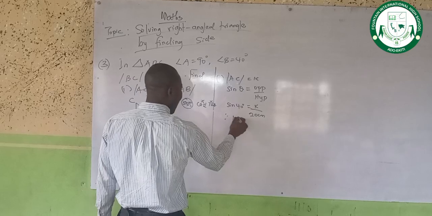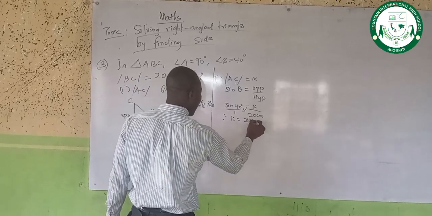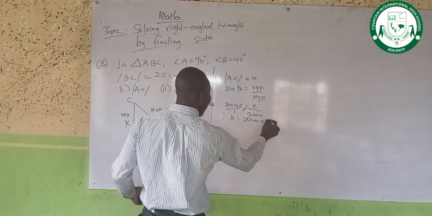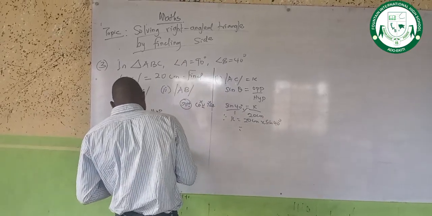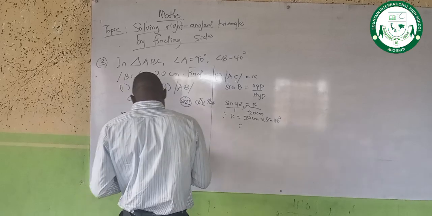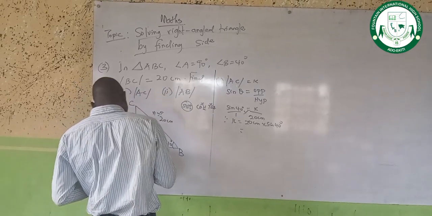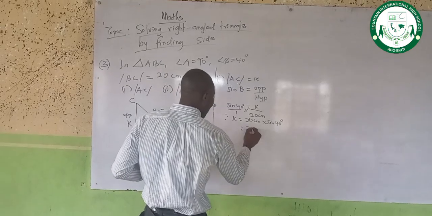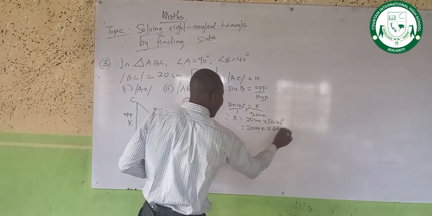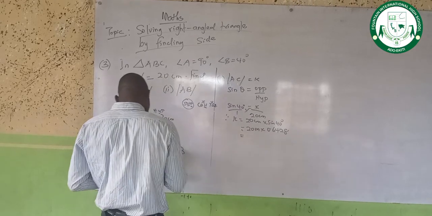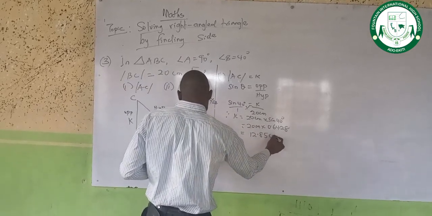Therefore, K equals, when we cross multiply, 20 centimeter multiplied by sine 40 degrees. And sine 40 degrees from our four-figure table will give us 0.6428. That's 20 centimeter multiplied by 0.6428. By the time we multiply these two numbers together, it will give us 12.85 centimeter.